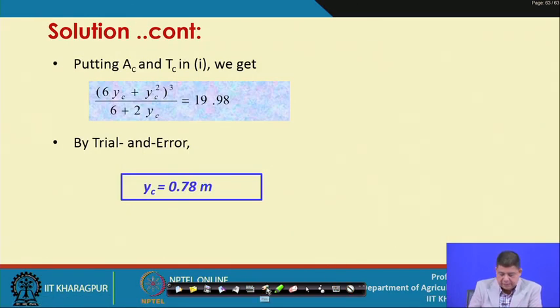So, if we put the values in the previously found relationship, 6 y c plus y c square whole cube divided by 6 plus 2 y c is equal to 19.98, and that means this equation is only a function of y c. So, by trial and error we can find the value of y c, which comes out to be 0.78 meters. So, the critical depth for the given condition in this channel is 0.78 meters.